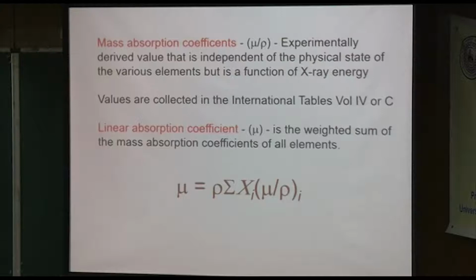So this equation has mu, which is the linear absorption coefficient, times the density, times the fractional weight, and then times mu over rho, which is the mass absorption coefficient, summed over all of the elements that are present in your compound. I'll give you an example.